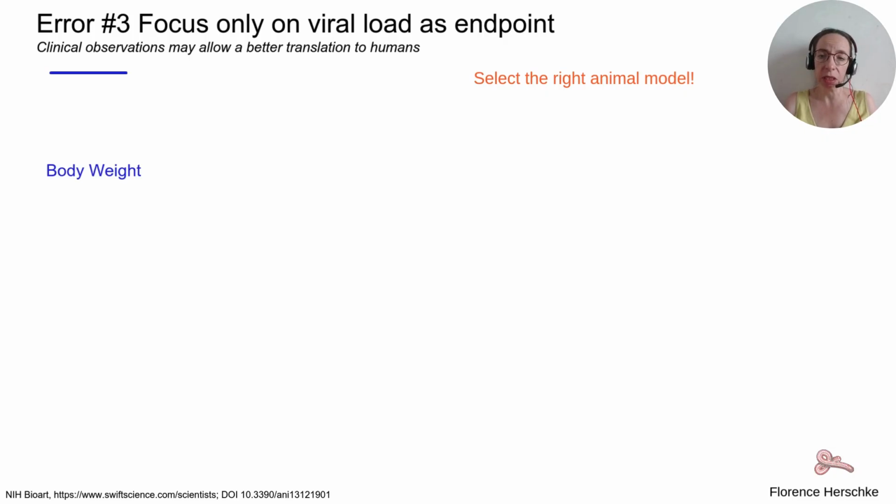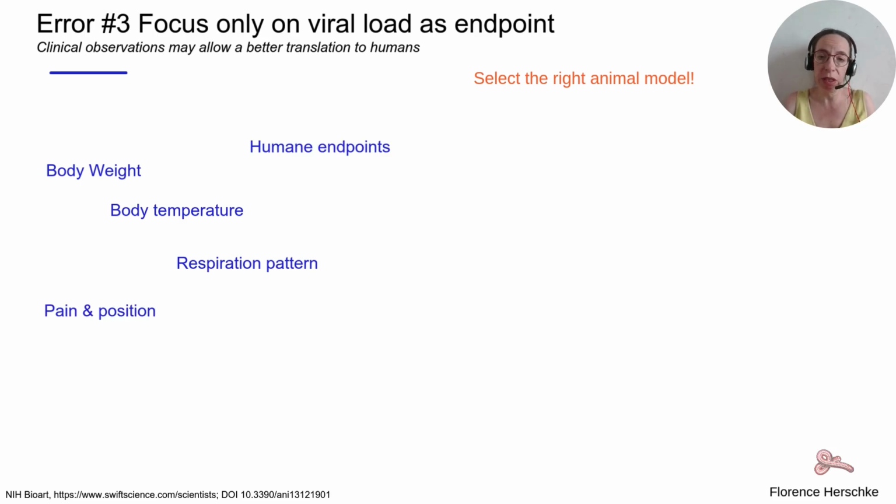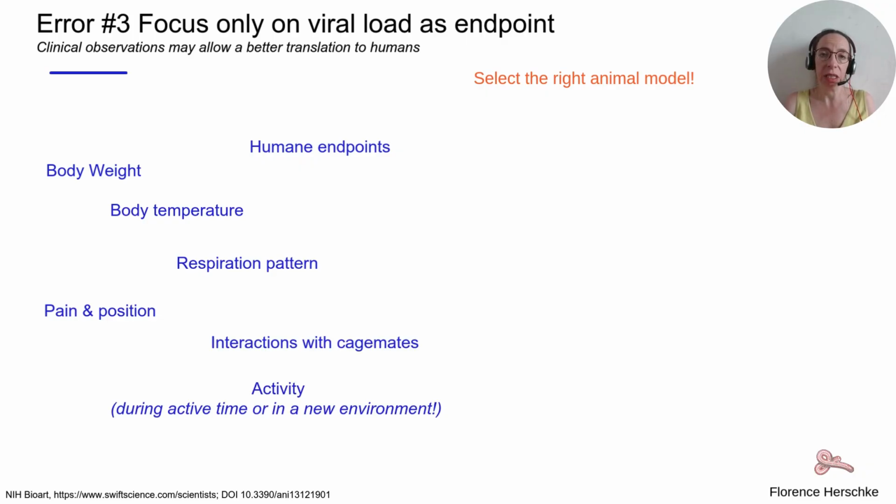So think, for instance, of body weight, body temperature, respiration pattern, position and pain, humane endpoints, interaction with cage mates, or activity. In my experience, reduction in body weight and especially activity are one of the most sensitive ways to know if a mouse is not in an optimal condition.